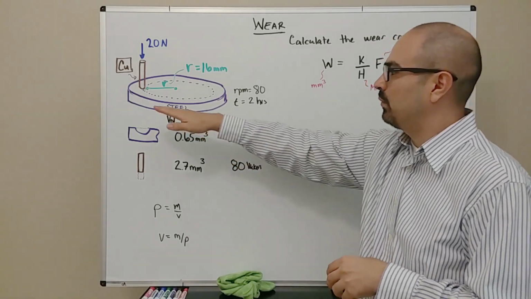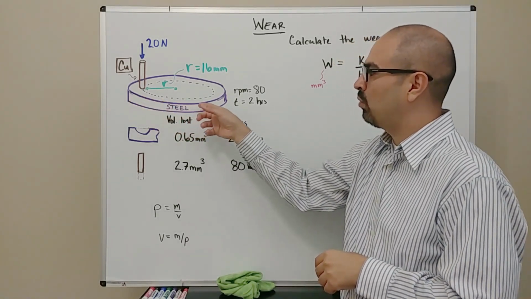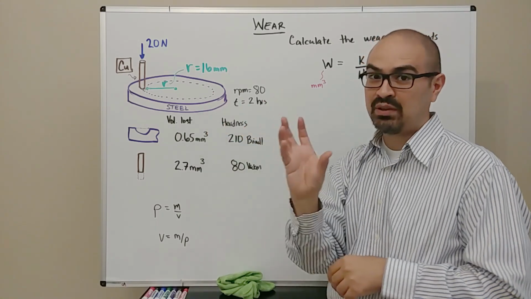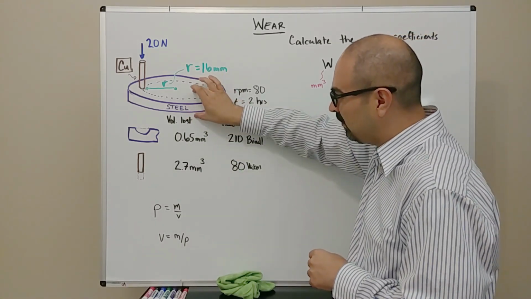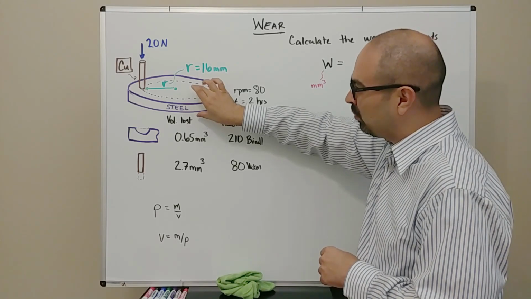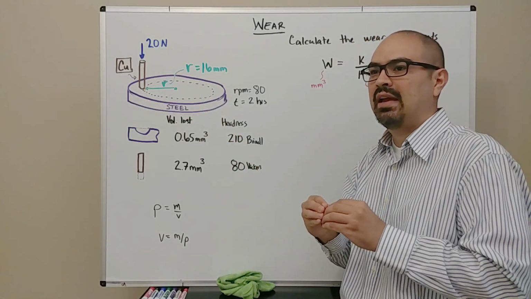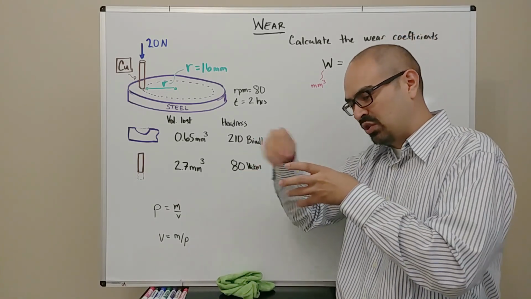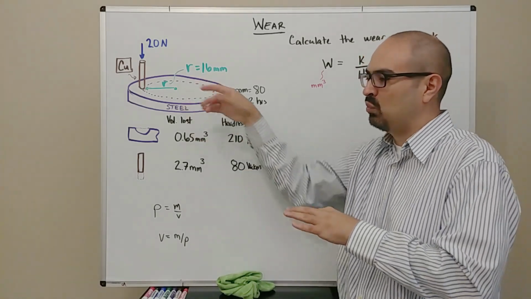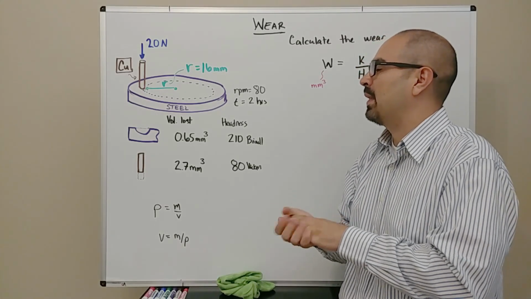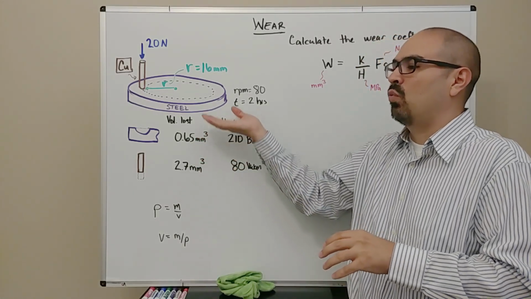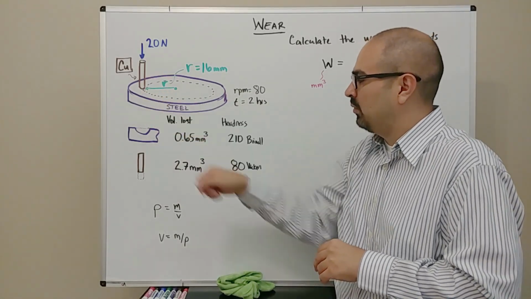So usually what we'll do is we'll weigh the steel disc or whatever material it is that we want to test. We will weigh the disc, we will weigh the pin before, and then we run the test. Material is going to get lost, so we clean the two parts very carefully again, and then we weigh the material one more time after it has worn away.